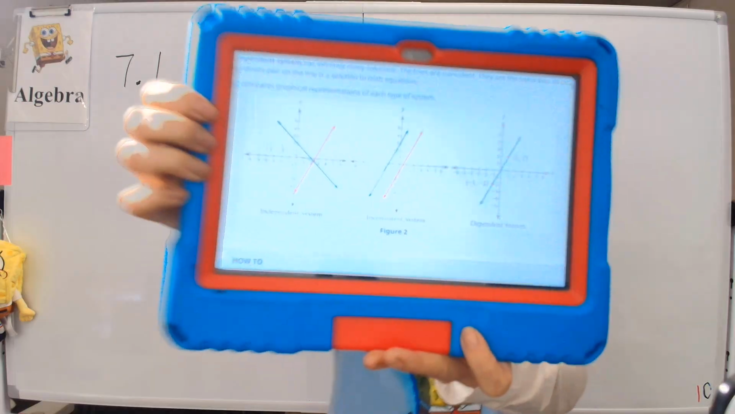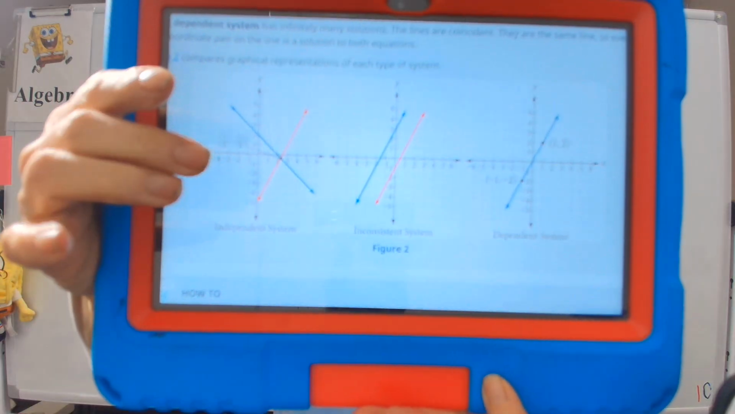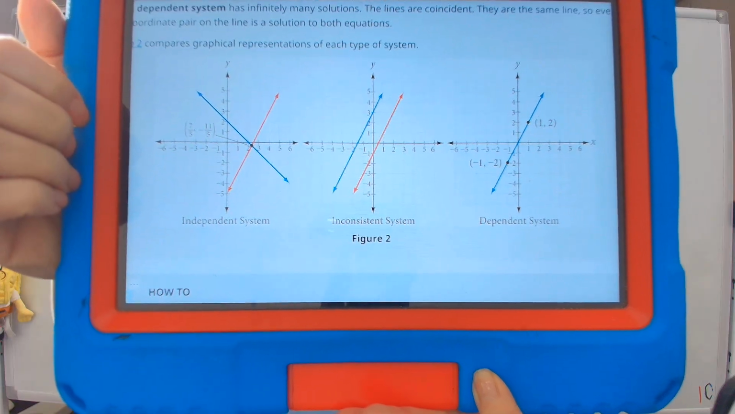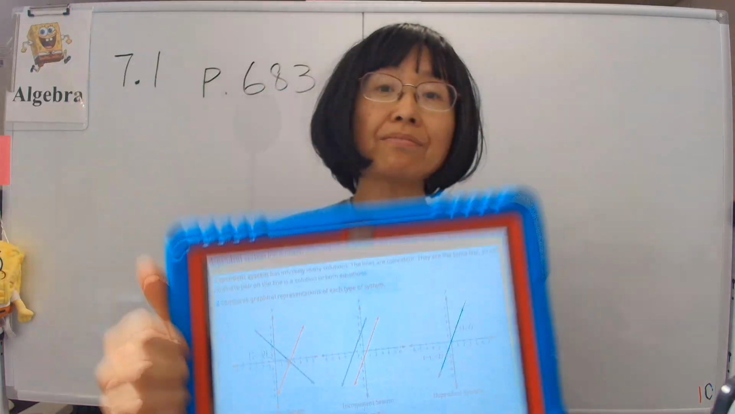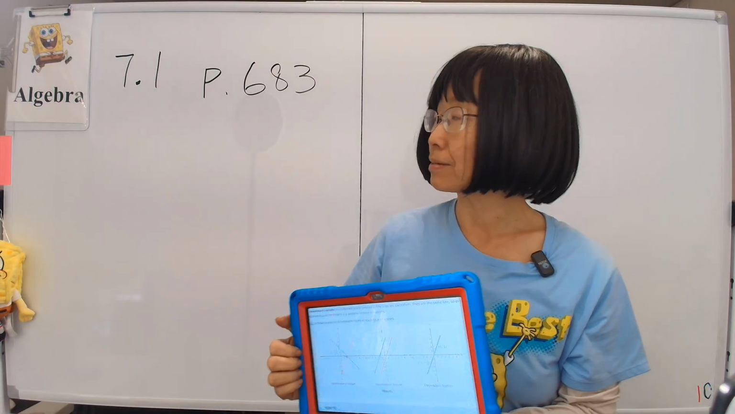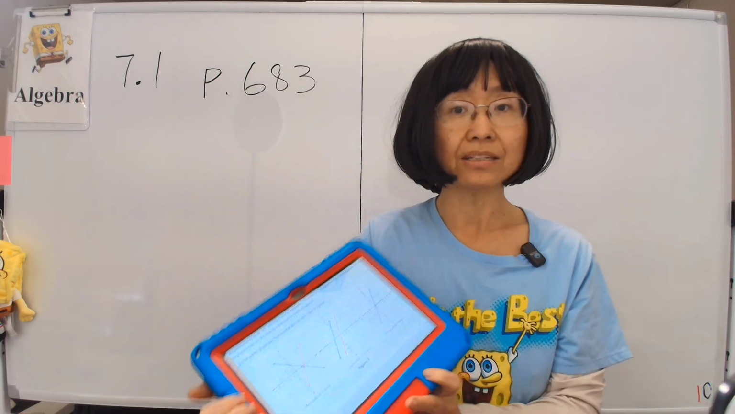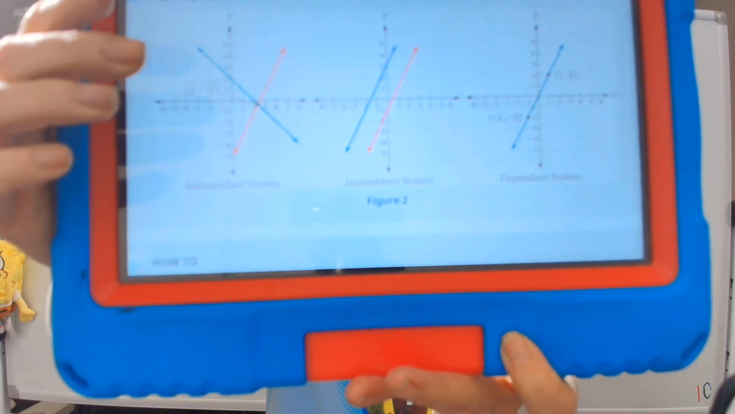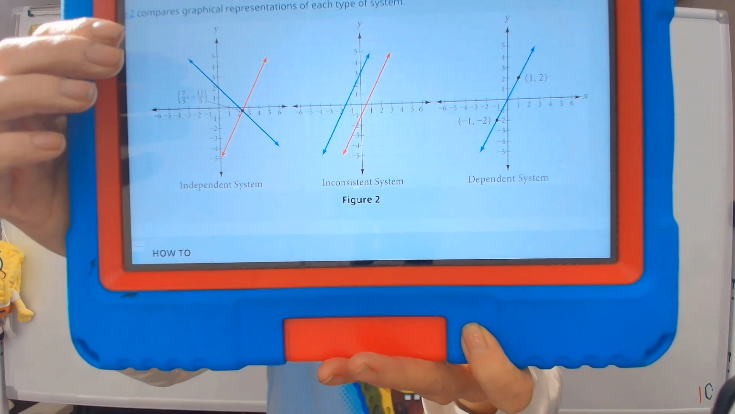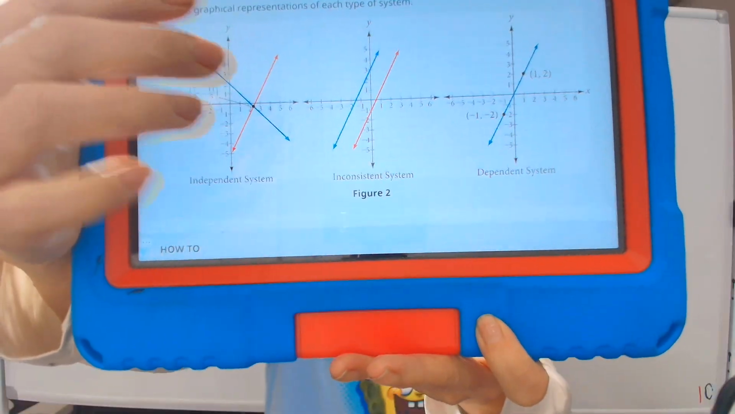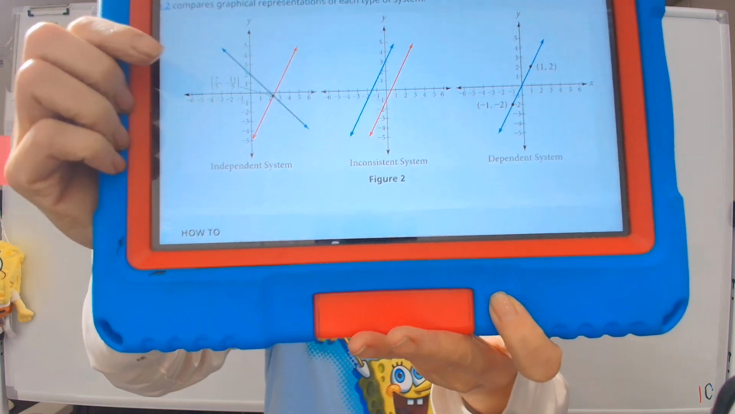The second possibility is, what if the two lines don't ever intersect? What if they are parallel? If they're parallel, that means they have the same slope. And if they have the same slope, then they will never intersect. In that case, there is no solution. In other words, there is not a single point in the universe that's on both the first line, the blue line, and on the red line. So that is the second possibility.